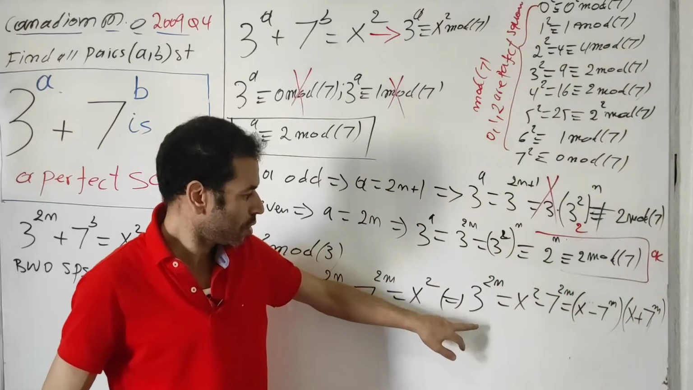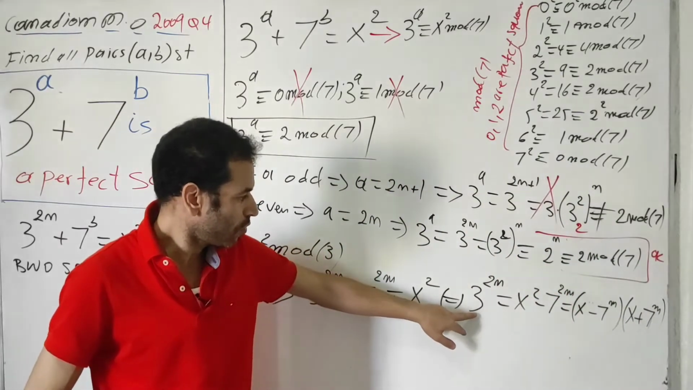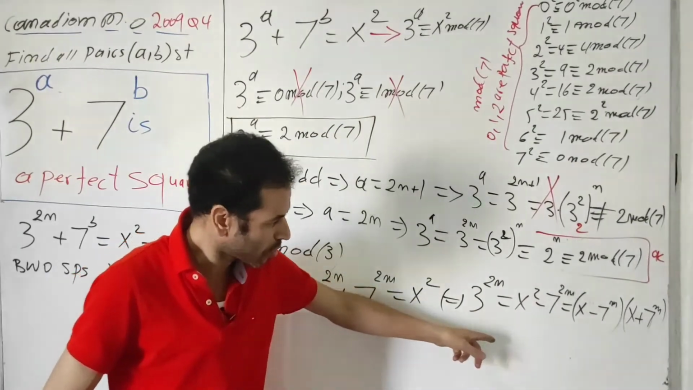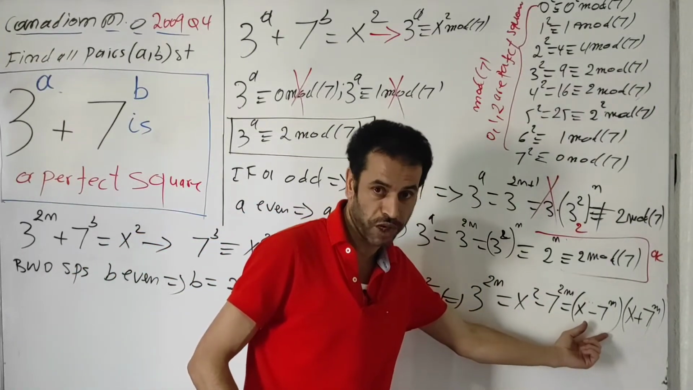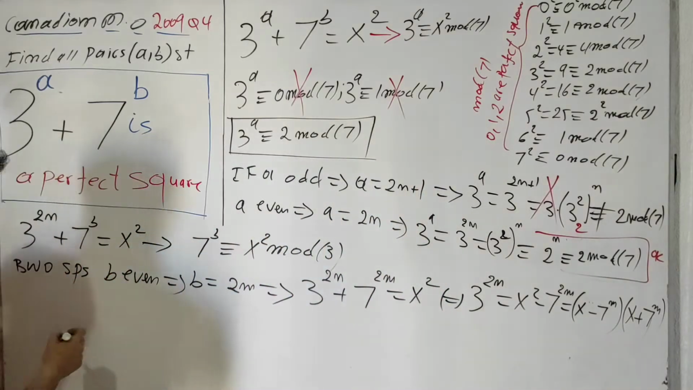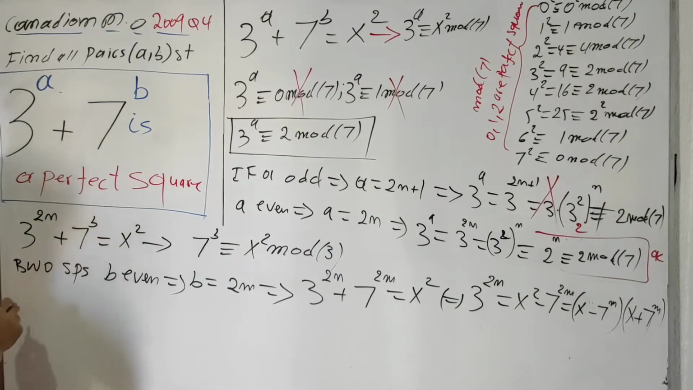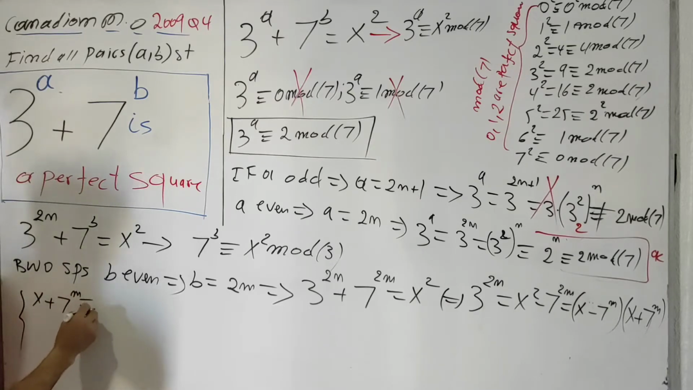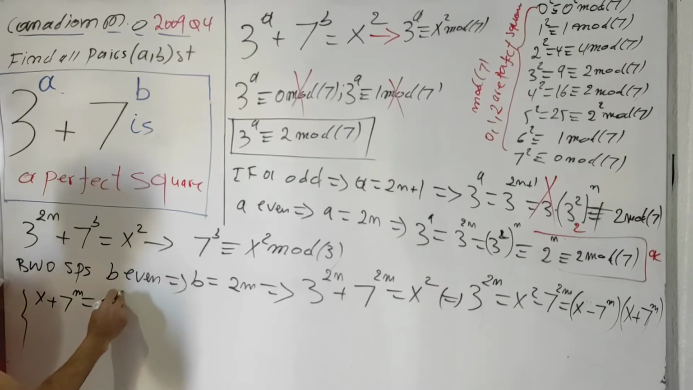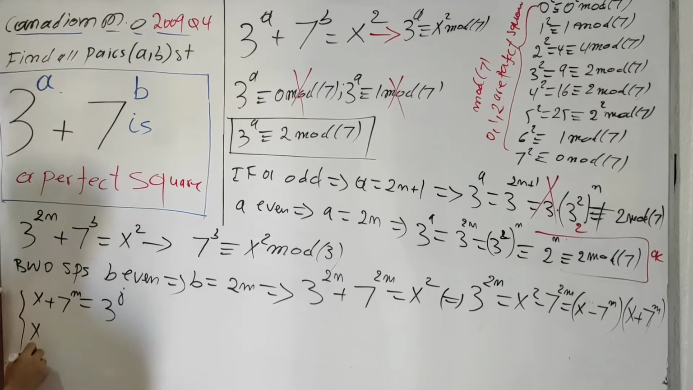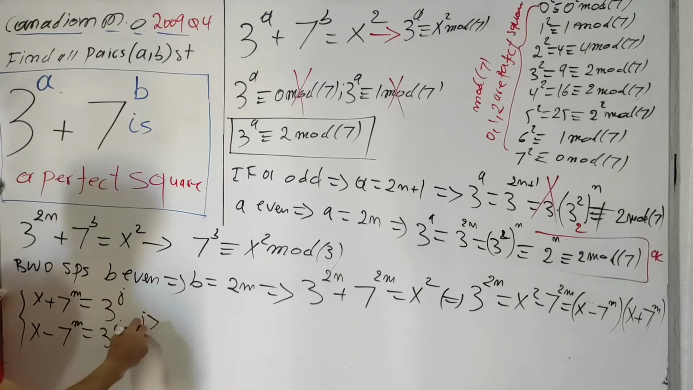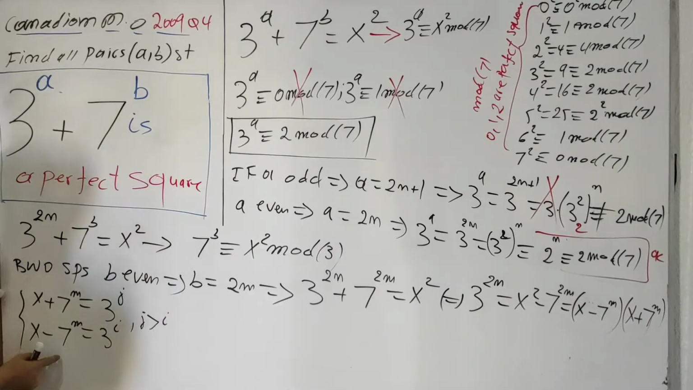Since 3 is a prime number and the left hand side of this equation is a power of 3, that means the right hand side of this equation must be a power of 3 as well. So this will be written in this form: x plus 7 to the m equals 3 to the j, and the second equation will be x minus 7 to the m equals 3 to the i, where j is bigger than i, because this term is bigger than this term, as x is a positive integer.